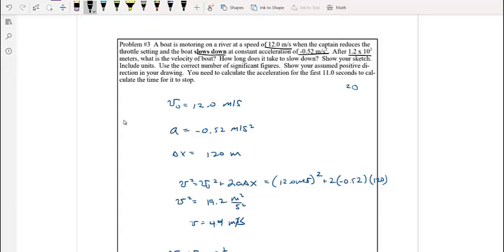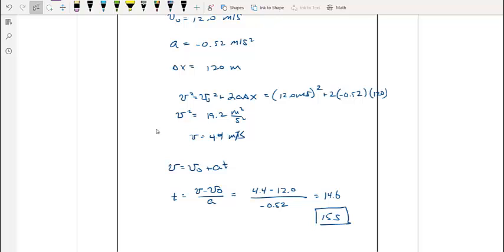So these are the 3 things I know. And so I can use equation number 4 because the thing I'm solving for is the final velocity. So you can just plug the numbers in with the units, and if you solve for v, you'll get 4.4 meters per second.